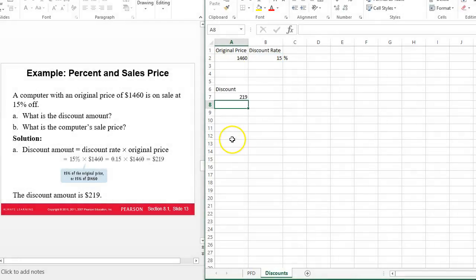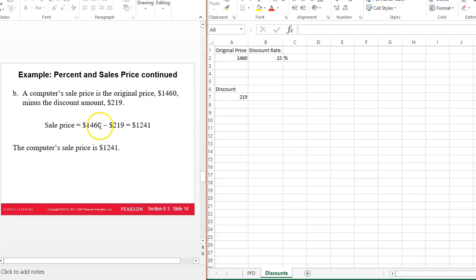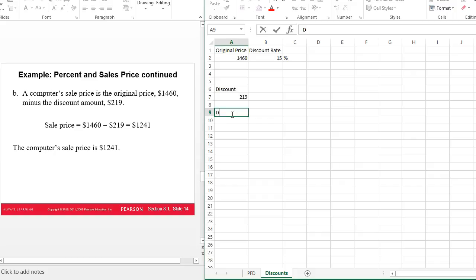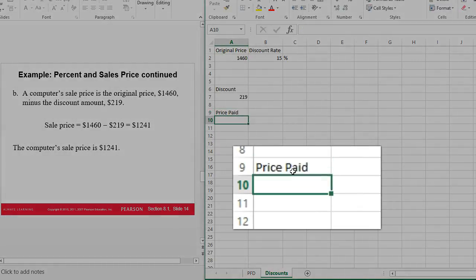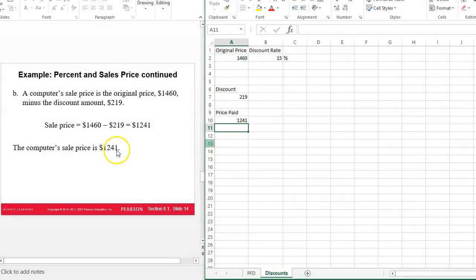And there's your discount. Alright, $219. Now how do you get the computer sell price after you've got the discount? You just subtract that from the original price. So the price paid, or you can call it the new price, is the original price. So click that, minus the discount. So minus, click the discount. Again, enter. There's a $12.41.